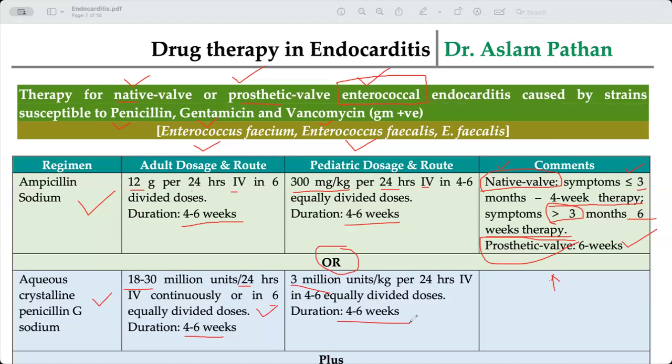So we need to choose either ampicillin or aqueous crystalline penicillin G. The choice of drug depends on availability of this drug in the hospital, side effects of this drug, and patient tolerance. But the most commonly used first choice for Enterococcus is ampicillin sodium.